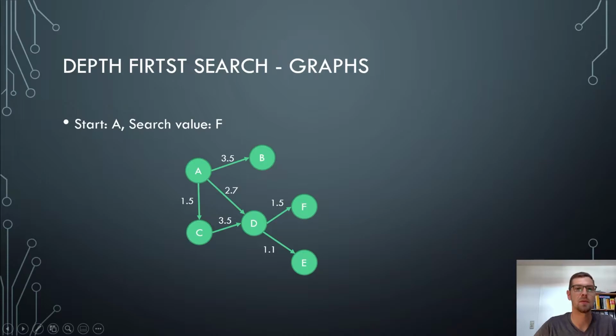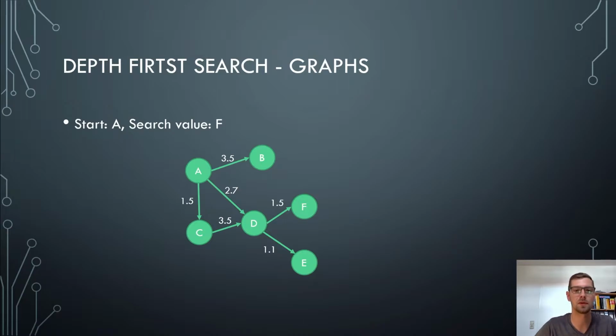Well, when we do depth first search, we go through the whole graph and we traverse all the children. We traverse the first child, then this child's child, and so on. So here we want to start in this graph from A and we want to search for the value F.